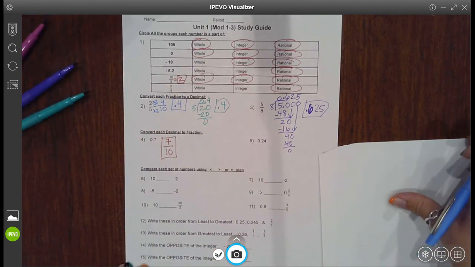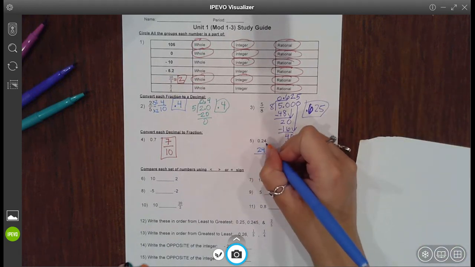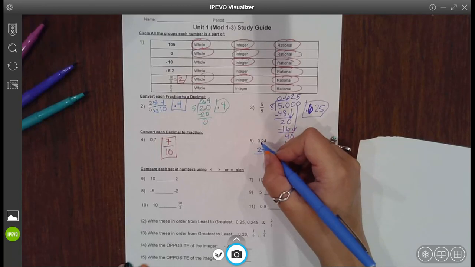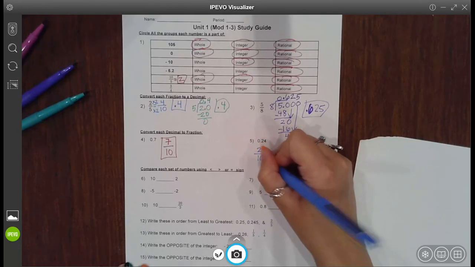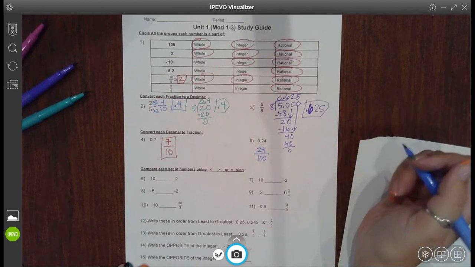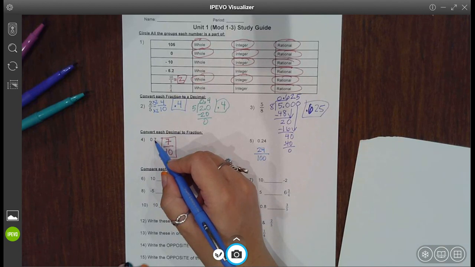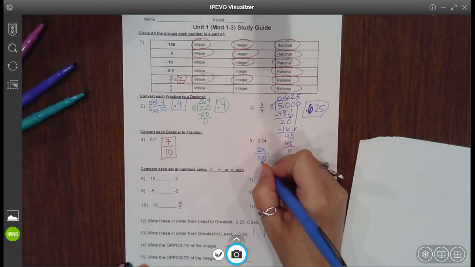And then this one, 24 goes on top. And the 4 is in the hundredths place, right? Tenths, hundredths, thousandths. There's no such thing as a oneth place. So this starts in the tenths place. So tenths, hundredths, I'm going to put it over 100. Or the nifty trick that I like to remember, if that's confusing for you, is there's one number after the decimal, so 1 zero. There's two numbers after the decimal, so 2 zeros.